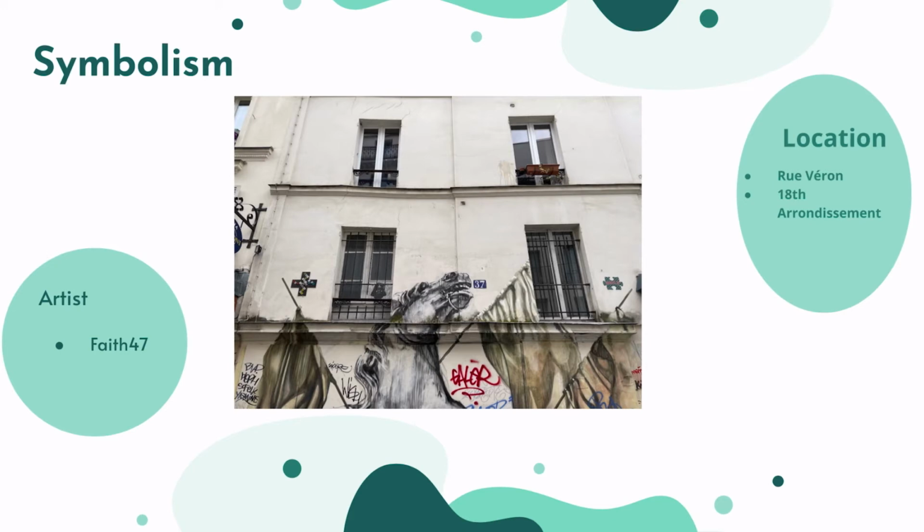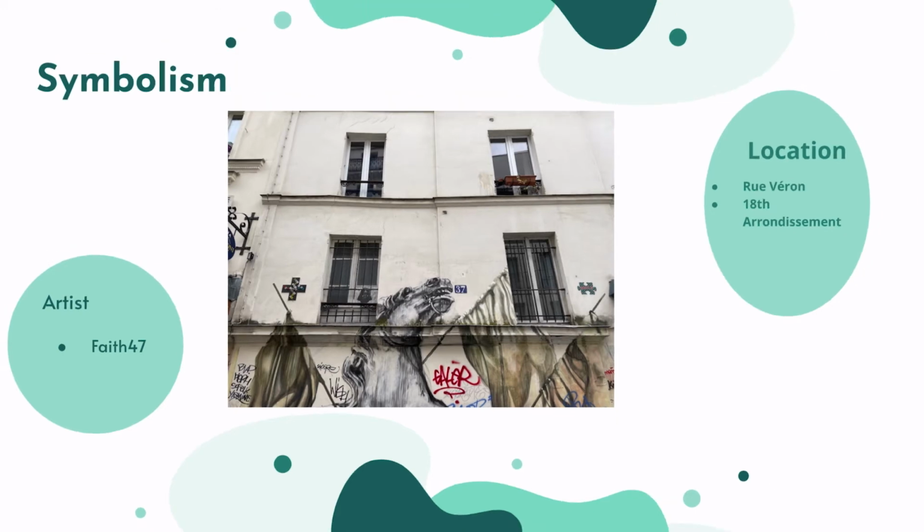However, it was a comment on the way that our society is turning and how the monarchy flags are impaling the horse, meaning that France's revolutionary spirit is being tamed by monarchy, or in today's world, possibly the government.